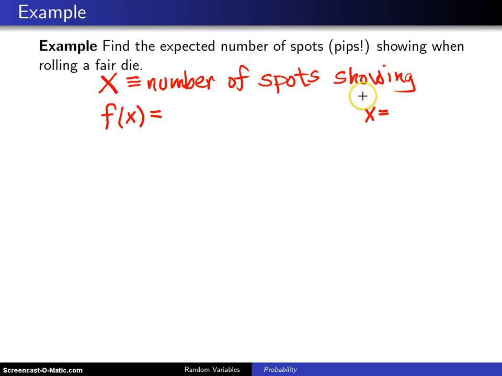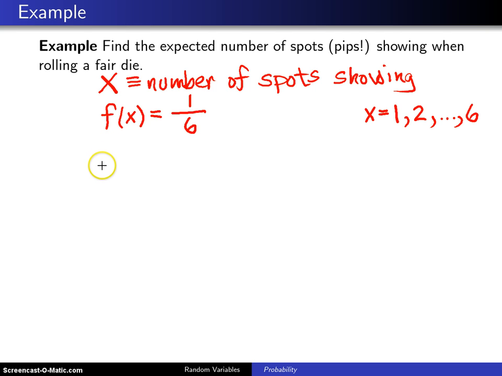So the support in this case are all the possible values that X can take on, and you could get a 1 or a 2, 3, 4, 5, or 6 when you roll a fair die. The next question is, what is the probability that the random variable X will take on the value little x? In this particular case, because it is a fair die, each one of these outcomes is equally likely. So f of 1 will be 1/6, and f of 2 will be 1/6, etc. This is often known as the discrete uniform distribution.